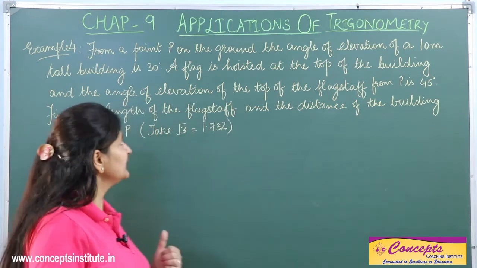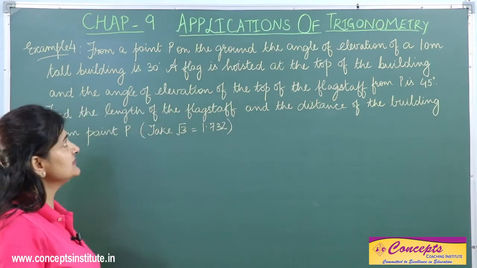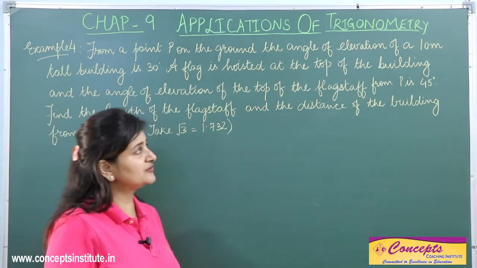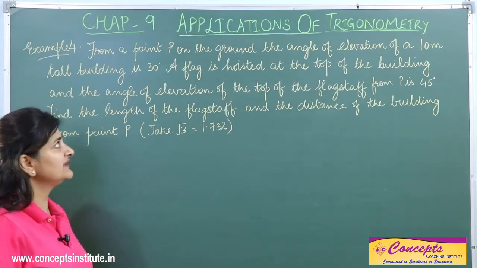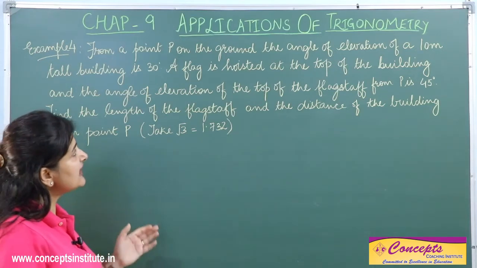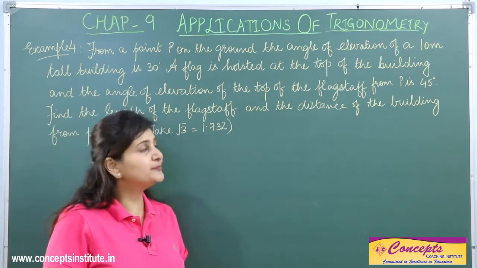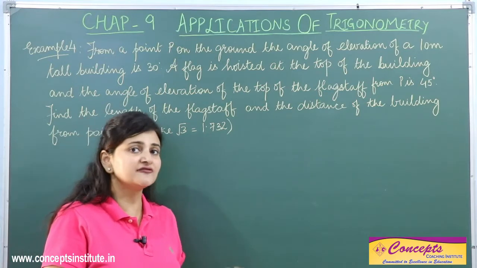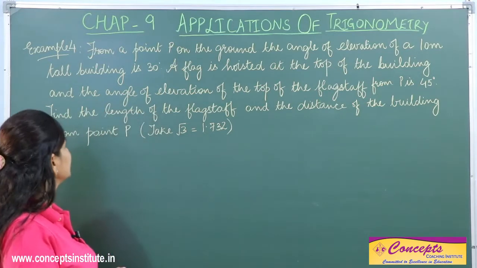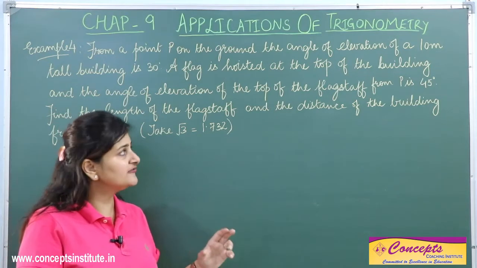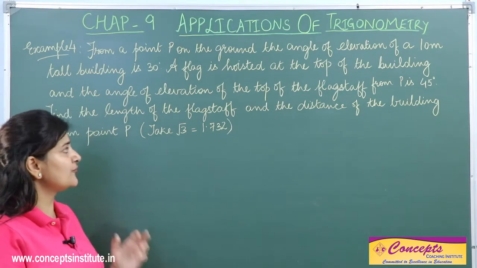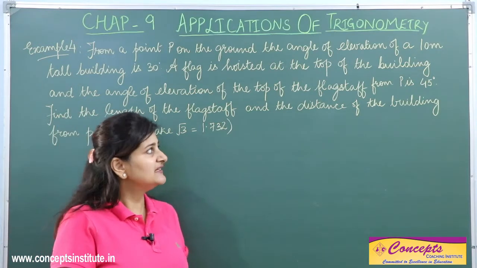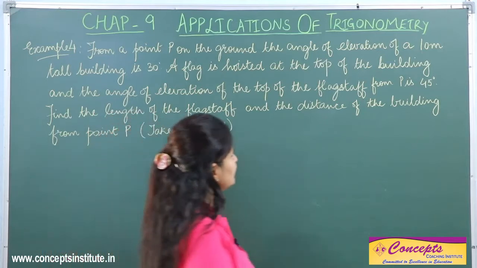So let's start with example 4. The question is, from a point P on the ground, the angle of elevation of a 10 meter tall building is 30 degree. A flag is hoisted at the top of the building and the angle of elevation of the top of the flagstaff from P is 45 degree. Find the length of the flagstaff and the distance of the building from point P, and take root 3 as 1.732. Let's now make the figure as it is not given to us.